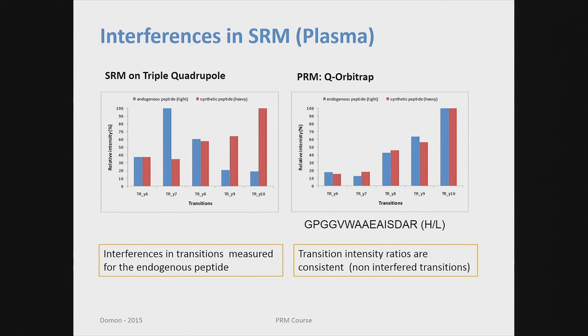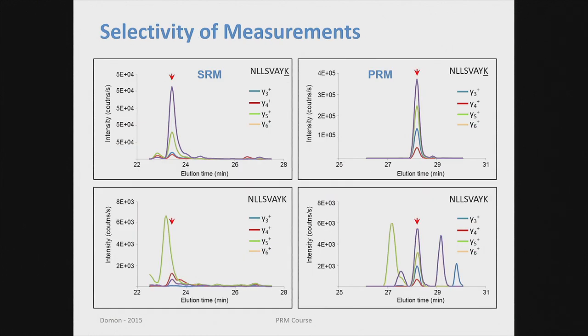This is another example where we look at different transitions, and if you look at synthetic versus endogenous peptide, you clearly see that sometimes they don't correspond. If they don't correspond, it means that in one or the other of the transitions, either in the native peptide or in the labeled peptide, there is another signal interfering.